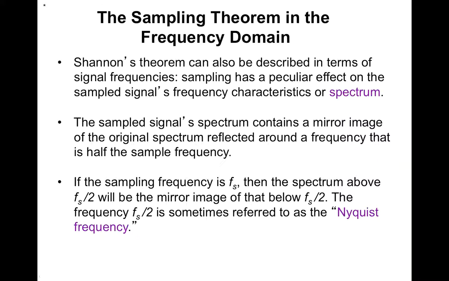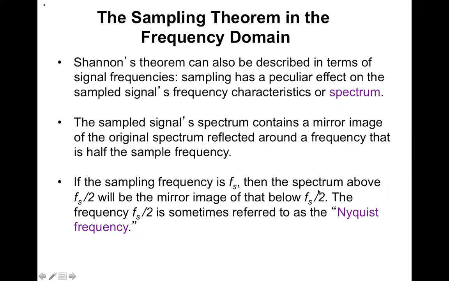So Shannon's theorem can be described in terms of signal frequencies. Basically, sampling has a strange effect on the frequency characteristics. The sampled signal spectrum, or distribution in frequency space, contains a mirror image of the original signal that's reflected around a frequency that's half the sampling frequency. So if our sampling frequency is Fs, then the spectrum above Fs over 2 is the mirror image of the spectrum below Fs over 2. What this is really doing is shifting the signal spectrum in multiples of Fs.